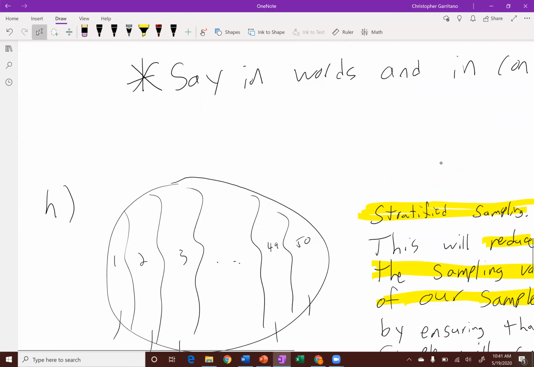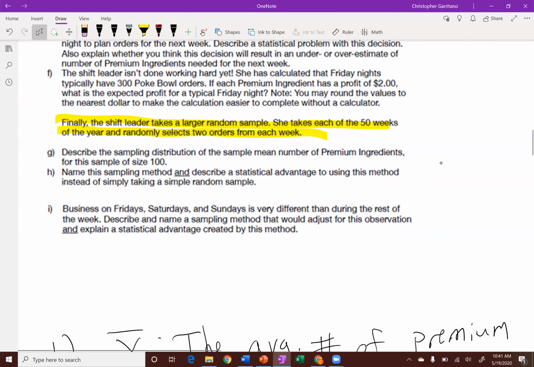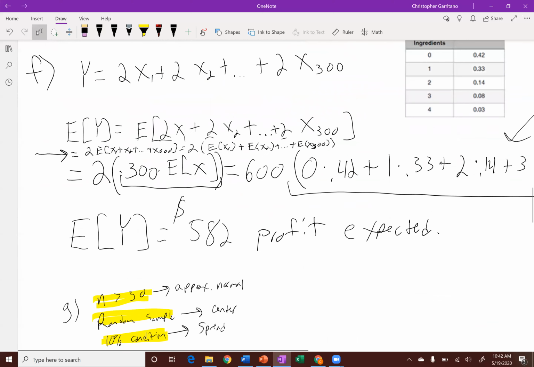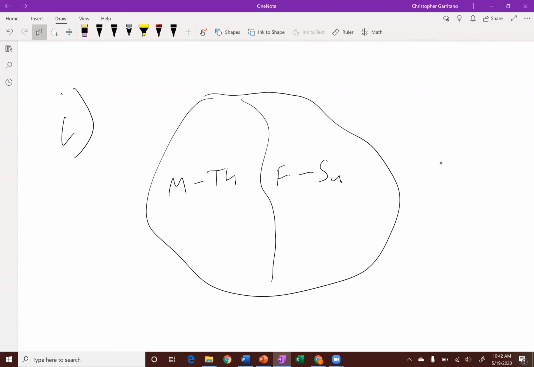Part I is very similar. It's just that there is this understanding that Fridays, Saturdays, and Sundays are different than the rest of the week, which makes sense. Weekends, people go out more. Describe and name the sampling method that would adjust for this observation. Explain the statistical advantage. Okay. This is another example of stratification. And so what you might do is take the entire week and stratify it by groups of days. Specifically, you might stratify your week into Mondays through Thursdays and then Fridays through Sundays.